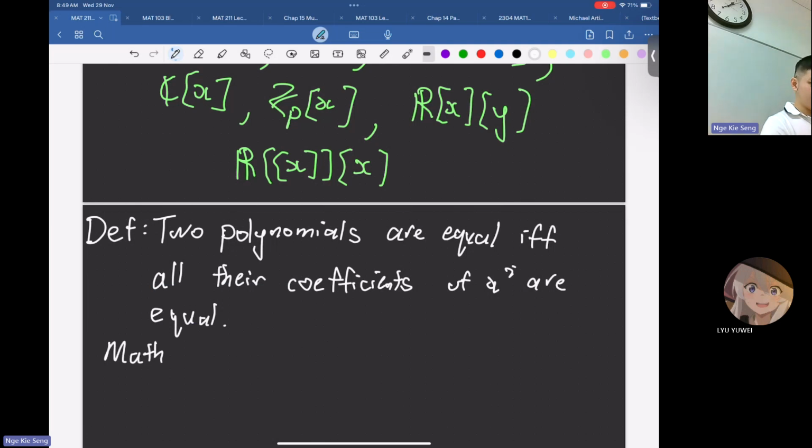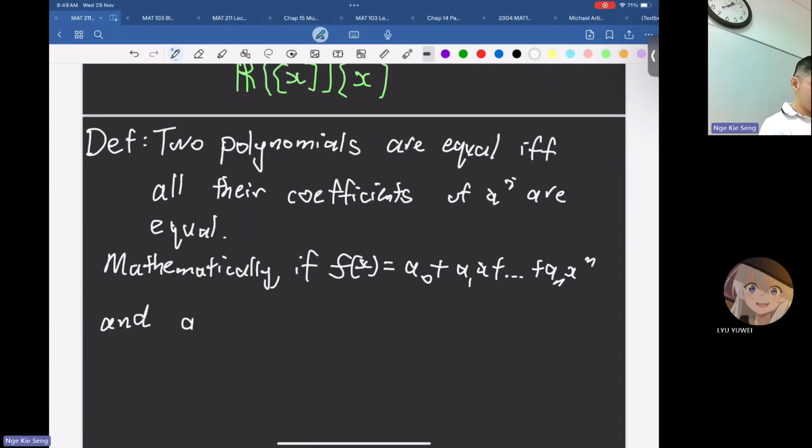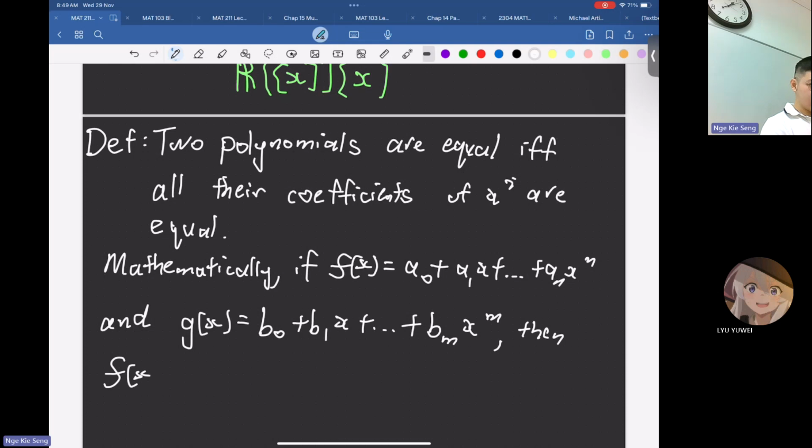So mathematically, what does it mean? Precisely. So if f(x) equals a0 plus a1x plus dot dot dot plus an x^n, and you have another polynomial g, let's say b0 plus b1x plus dot dot dot plus bm x^m, then f(x) equals g(x) if and only if ai equals bi for all i.